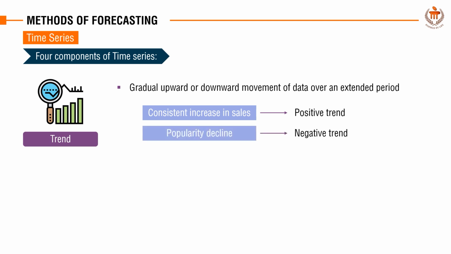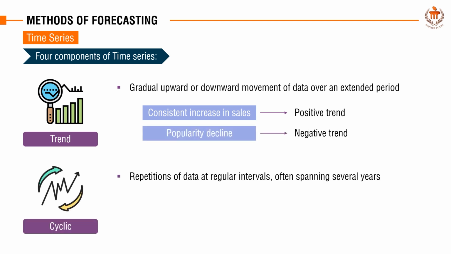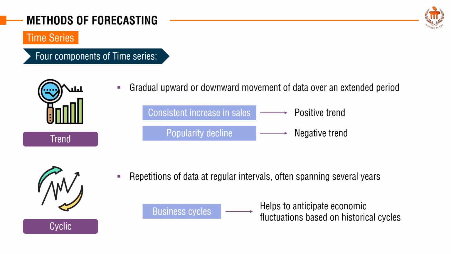Cyclic patterns involve repetitions of the data at regular intervals, often spanning several years. Business cycles are a common example, as they help analysts understand the mood of the markets and anticipate economic fluctuations based on historical cycles of expansion and contraction.